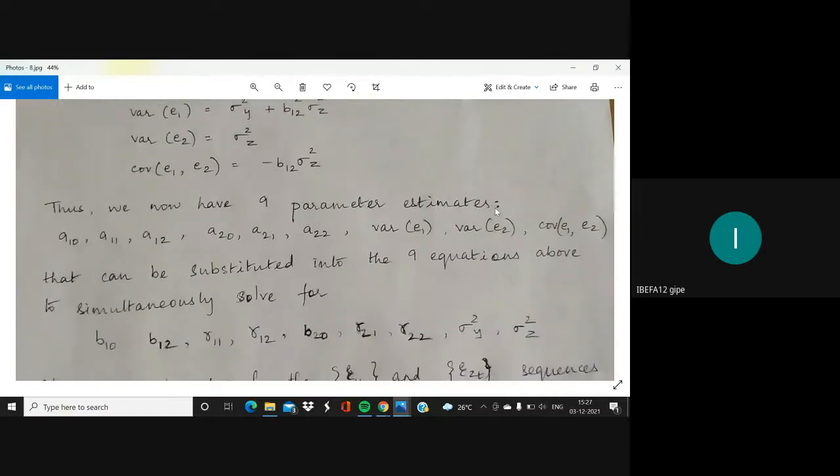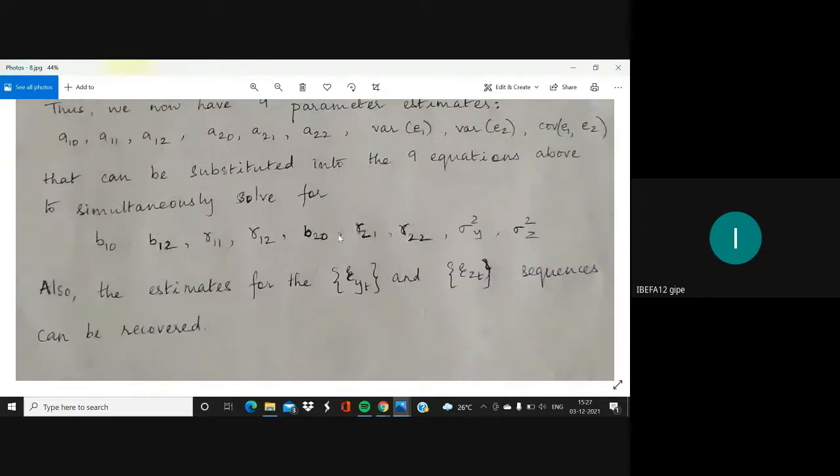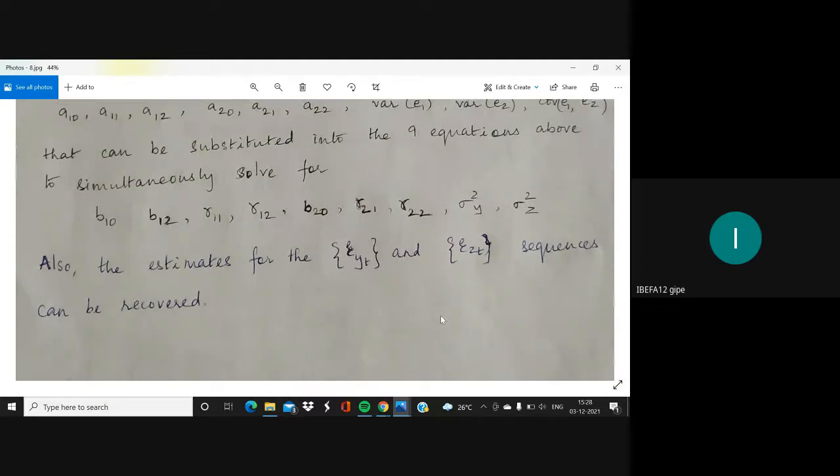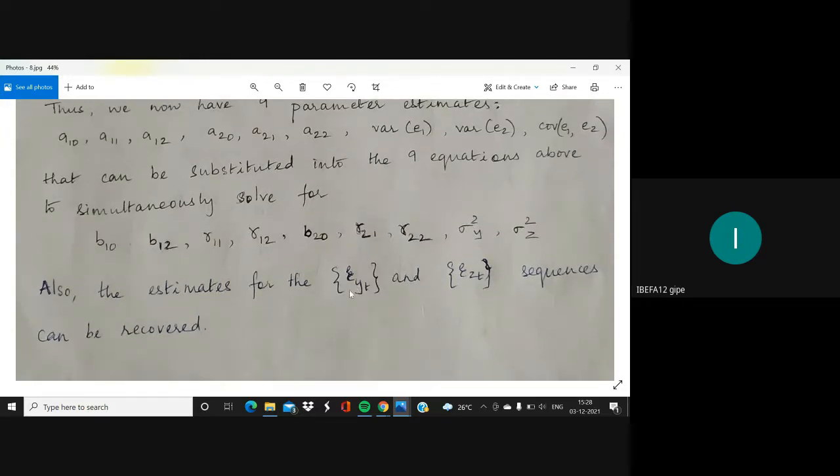But for the rest, you'll clearly be able to get the structural parameter estimates now from your VAR model in the standard form. So you can simultaneously solve for each of the structural parameters and find out their values. You will also be able to get estimates of the structural variances, or the variance of the structural error terms. In addition to this, you can also get estimates for the structural shocks or the structural error terms, epsilon yt and epsilon zt.